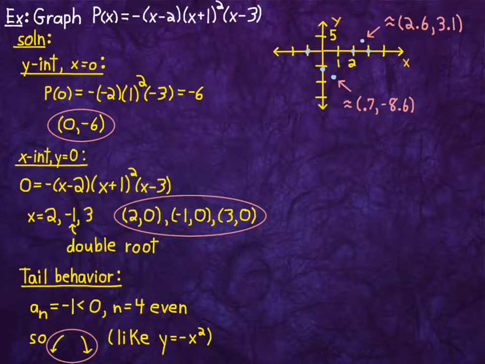You can use a max function on your calculator, or you could just put the cursor on the curve and zoom in several times, round it off. So I put it's approximately 2.6, 3.1. And then this here was the lowest point on this. We call it a local minimum. So it goes down until it gets to here, and then it turns and goes back up, right?